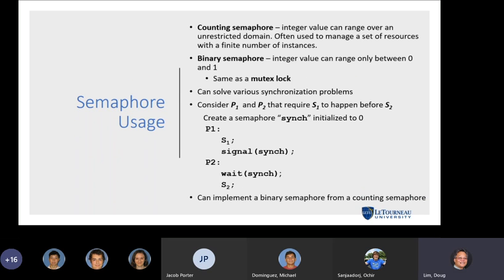Okay, here we have semaphore usage, and please keep in mind there are two categories of semaphores. We have counting semaphores, which have an integer value that ranges over an unrestricted domain, which means they can go negative. They could be 0 or positive numbers. A binary semaphore is only 0 and 1. So a binary semaphore essentially behaves as a mutex lock because it only has values of 0 and 1. So again, these are the two different types of semaphores.